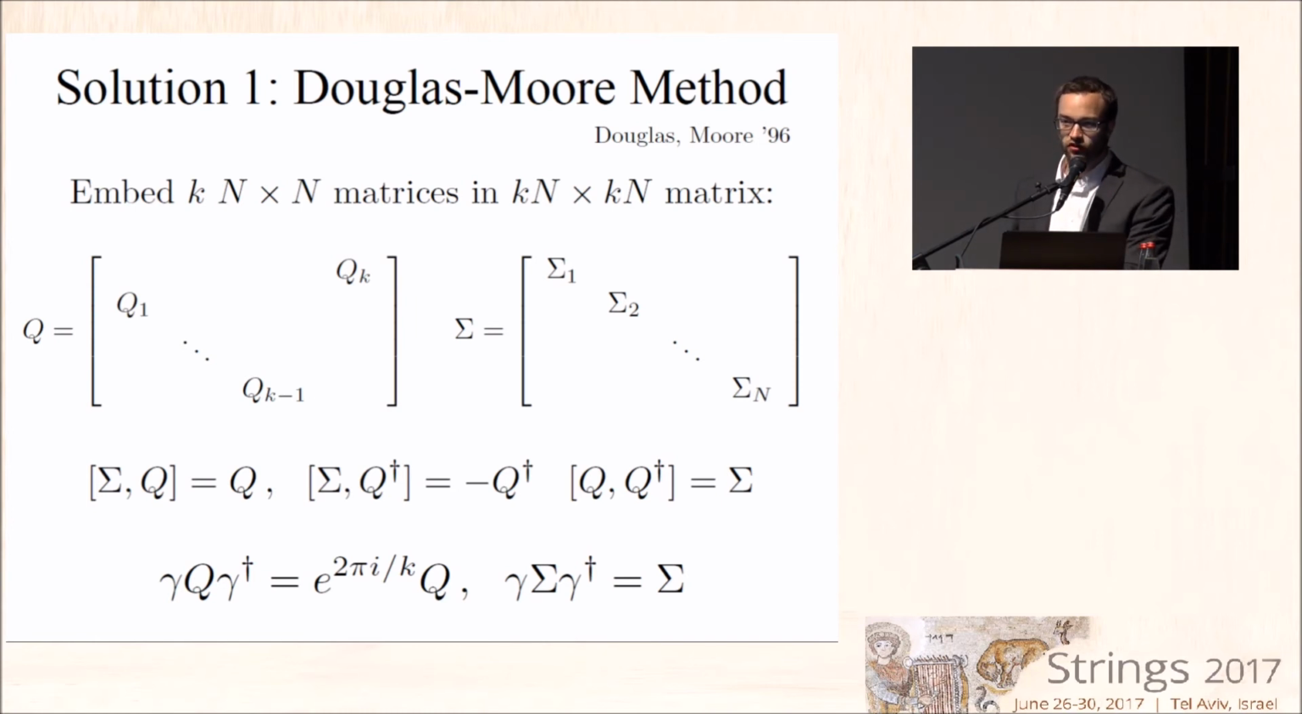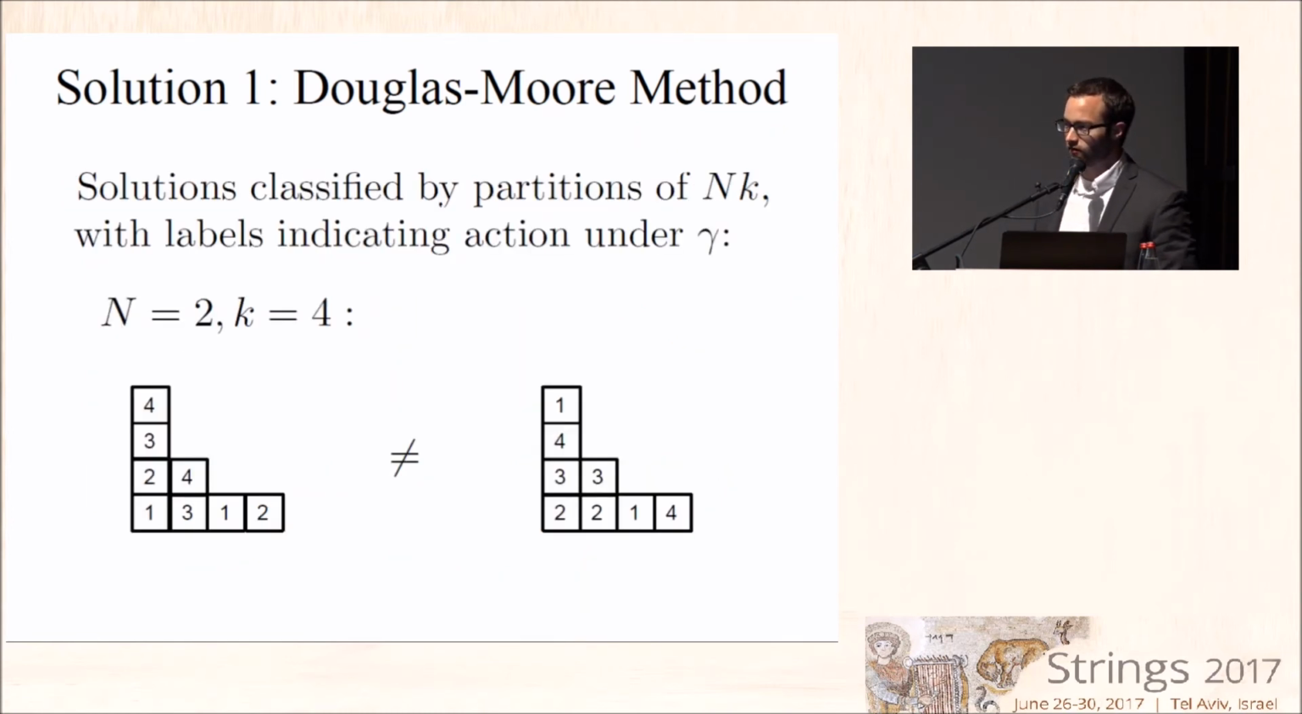So this means that the solutions are once again going to be labeled by partitions coming from the SU(2) algebra, but now with some additional labels indicating the action under gamma. So for instance, for n equals 2, k equals 4, we get these two punctures, these two different solutions. They correspond to the same partition, but they're different punctures because of these different labels.